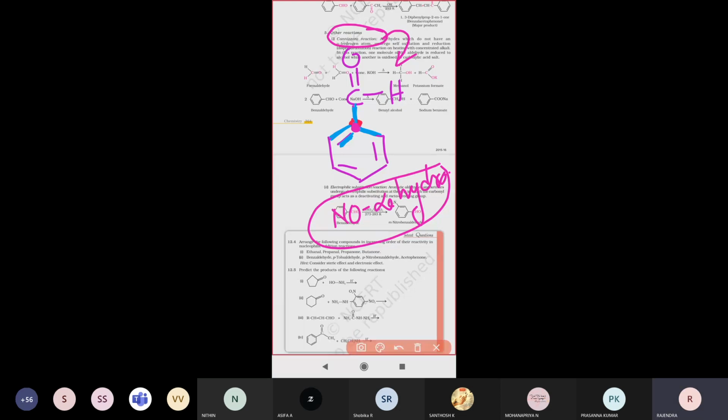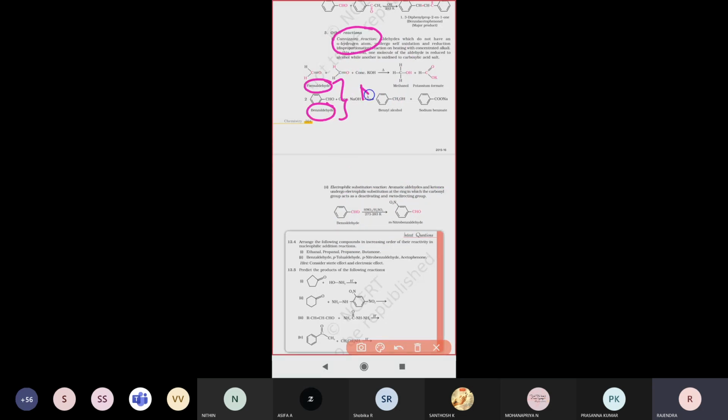Which compounds especially will undergo this Cannizzaro reaction? One is formaldehyde, another one is benzaldehyde. There is no alpha hydrogen atom present in these compounds. That's why the Cannizzaro reaction will be undergone only by formaldehyde and benzaldehyde, especially these compounds.